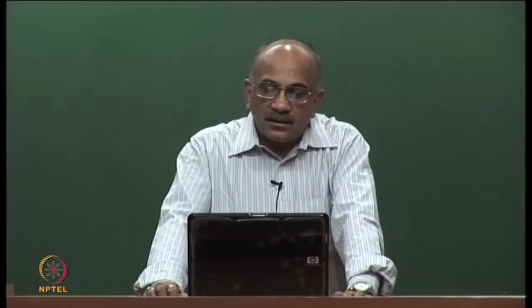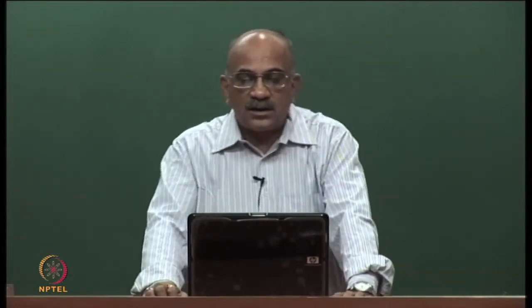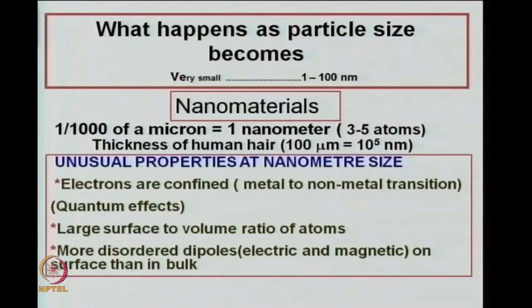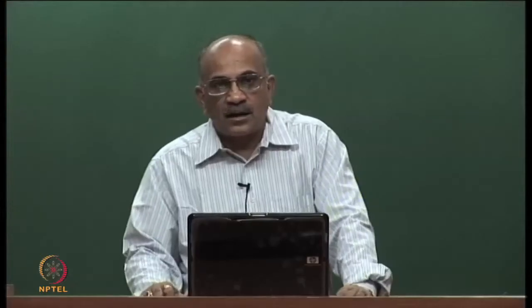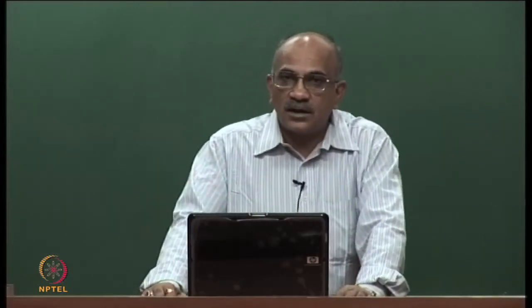There is another property which depends on the orientation of dipoles, which may be electric dipoles or magnetic dipoles, and a particle having these dipoles will show change in the arrangement of these dipoles as you decrease the size of the particle. From a more ordered arrangement in a larger size particle, you will go to more disordered dipoles as you decrease the diameter of the particle.